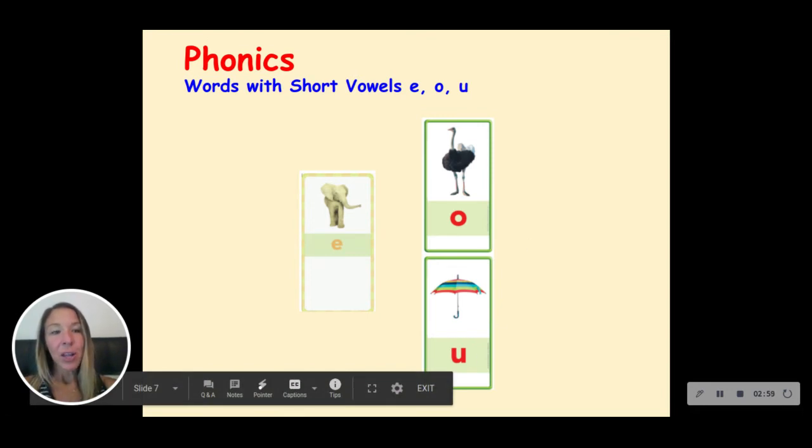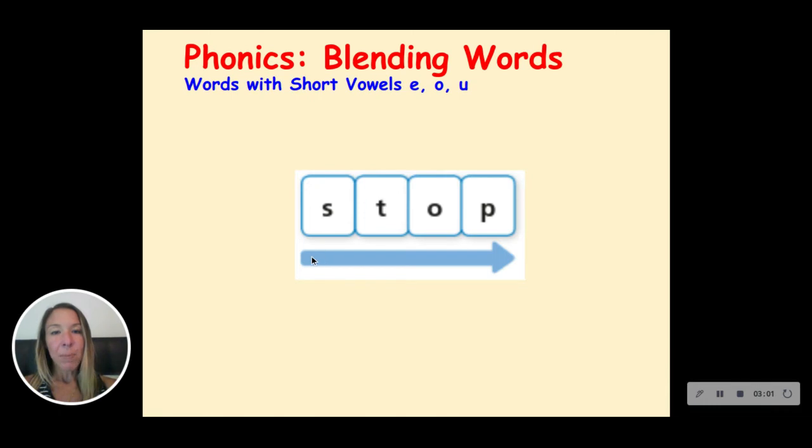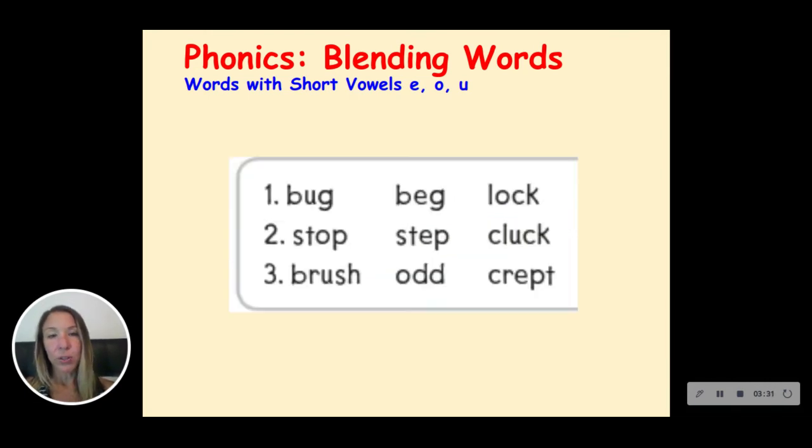Now let's take a look at some words that have a short vowel sound in the middle. Remember, it's important when we're blending words, we want to segment the words first to make sure that we're blending them correctly. So here we have st, op. Now let's blend it. St, op. Stop. So we're going to use that strategy as we decode these words.